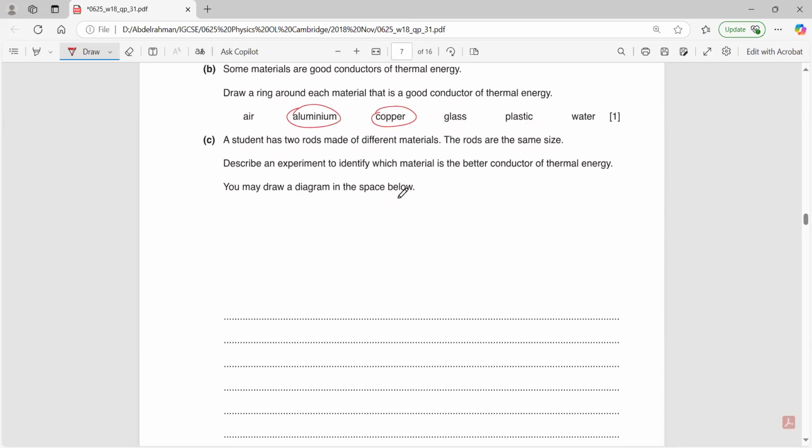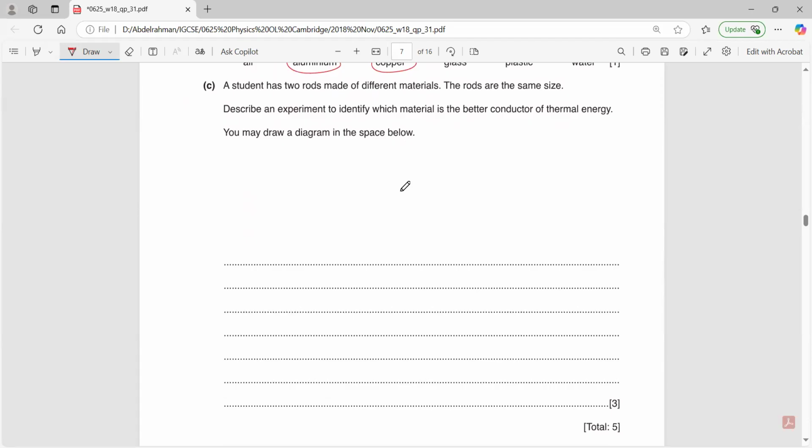A student has 2 rods made of different materials. The rods are the same size. Describe an experiment to identify which material is the better conductor of thermal energy. How can I find the better conductor? We have 2 materials, for example aluminum and copper. I don't know which of them is a better conductor of thermal energy.